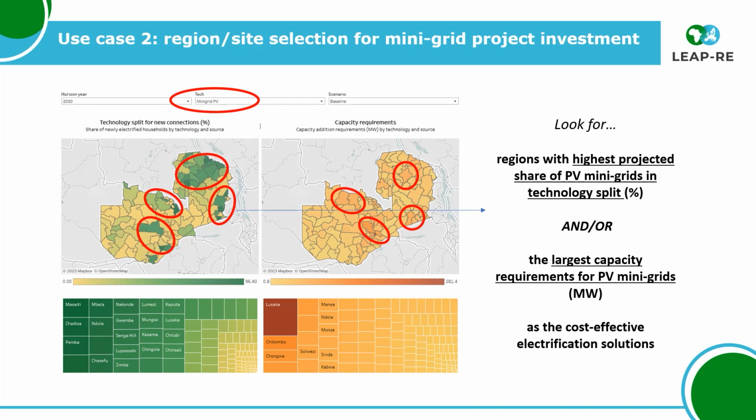And on the side, we can also observe, in terms of cumulative capacity requirements in each region, how big the power generating investment should be to target, let's say, the whole community that lives in a given region, to get a sense of where the largest markets are.